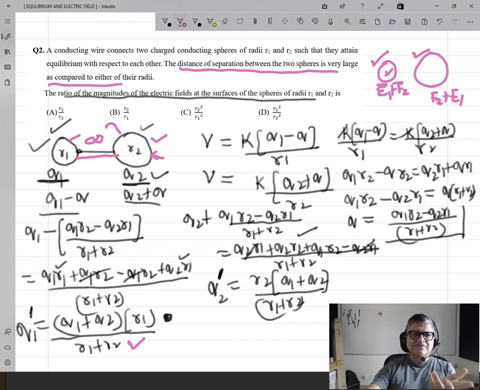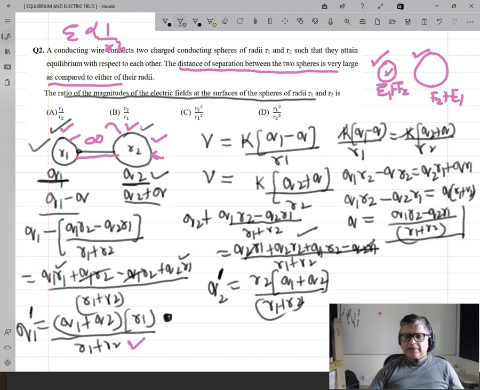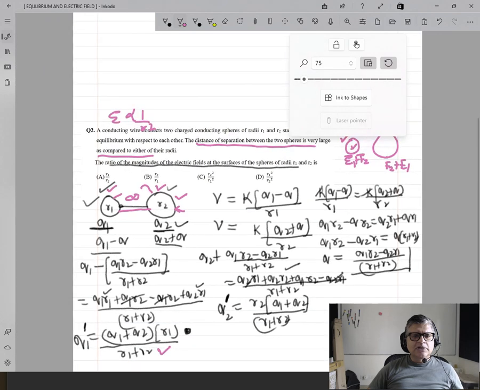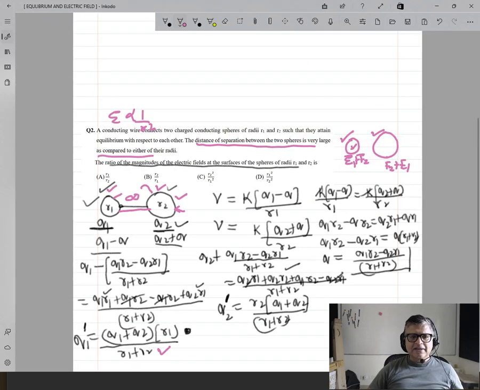When the distance is very large, and we know E is inversely proportional to R square, if R is very large, electric field becomes 0. So electric field due to 1 on 2 is 0, and electric field of 2 on 1 is 0. So we just need to worry about electric fields of the individual shells on their surfaces.